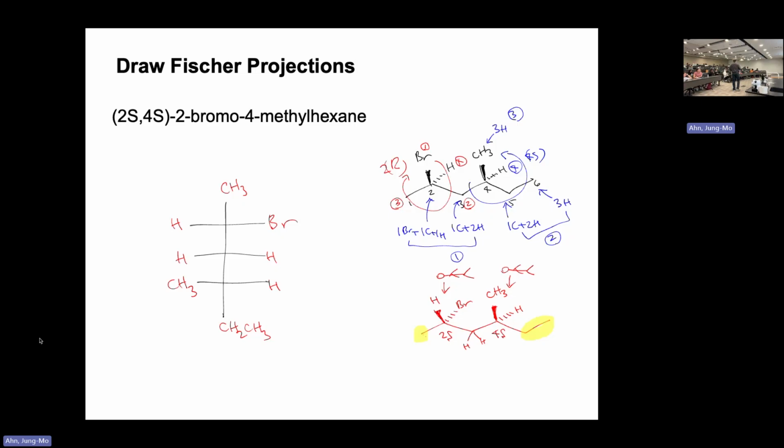But once you draw it, there's something we should do before turning in your paper: checking the stereocenters, making sure that you get the right configuration.